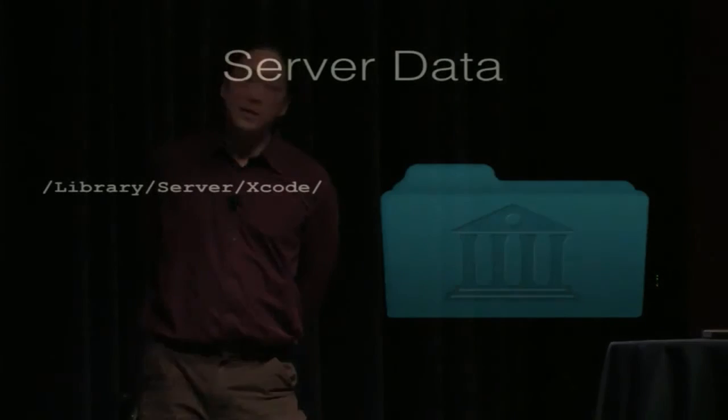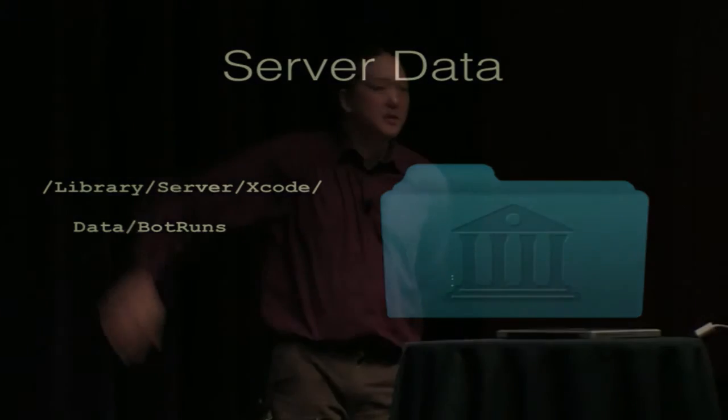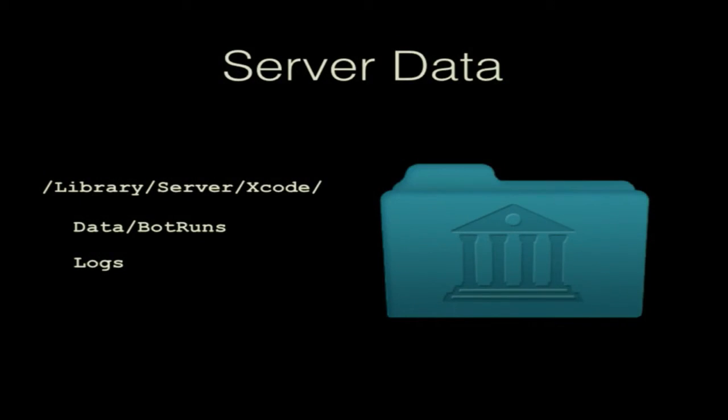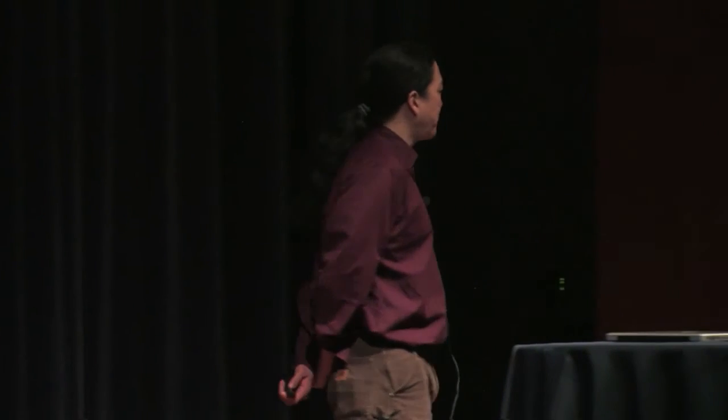Next is the server data directory, library server Xcode. Again, the data the bot runs, these are the individual runs. They're tied by GUID, but it's interesting to look into them and see what's going on. You get more detail that you're not necessarily getting out of the console or the logs. The logs directory, this is not the logs of your builds, this is the logs of the daemons that are running. So you can see, again, why you can't talk to GitHub, because there's a problem with the SSH keys. And repositories, which is where it runs this local Git server and the local Git repositories.